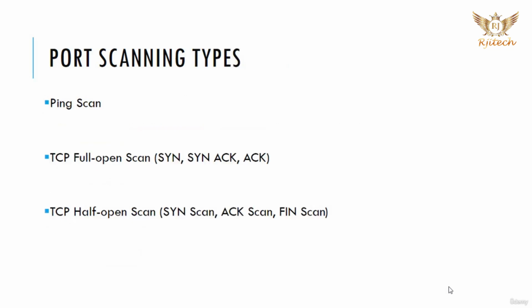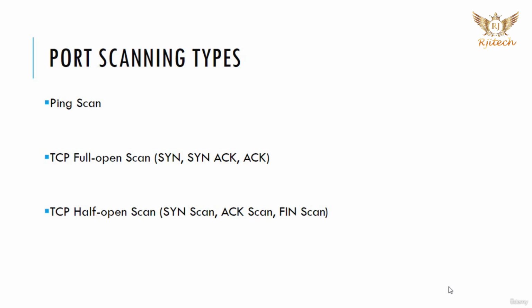The port scanning types. There are several types of port scanning. You can ping the machine to find the open ports. This is called the ping scan. Or you can simulate a connection with this machine by sending a SYN packet, receiving a SYN ACK packet, and then sending back an ACK packet. This is called a full open scan, which means that this port is fully open and vulnerable to any type of connection. It has achieved the three-way handshake completely.